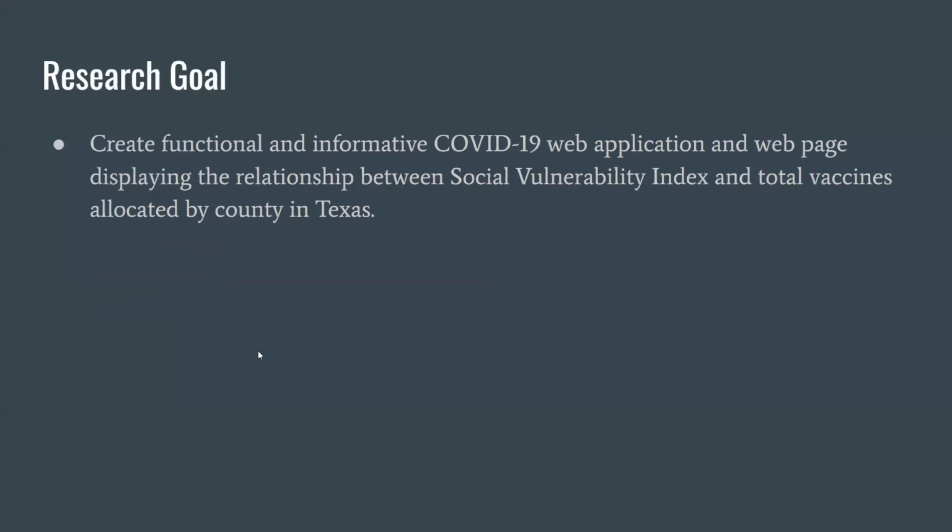What motivated our research goal was the fact that when we looked around at vaccine data, we noticed that there were maps that only showed vaccine counts available for that current week and not a total count over the entirety of vaccine distribution. And so what we wanted to create was a functional and informative COVID-19 webpage that allows you to analyze the relationship between social vulnerability index and total vaccines allocated by county in Texas.